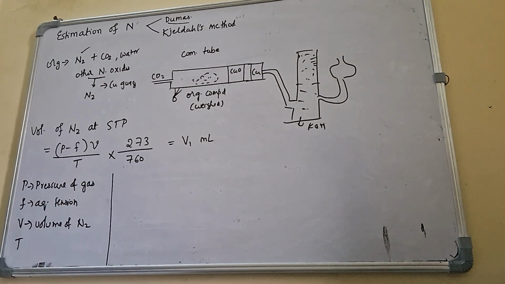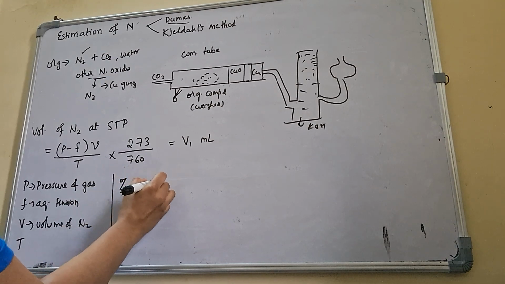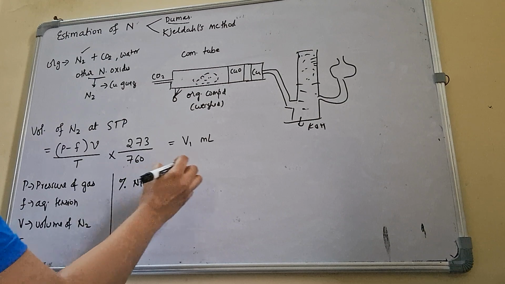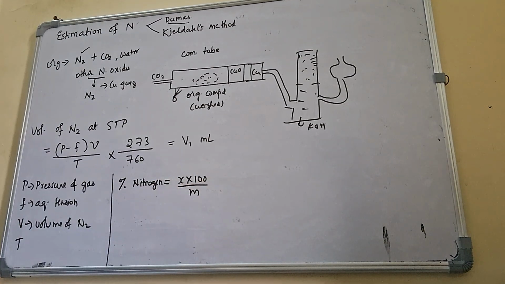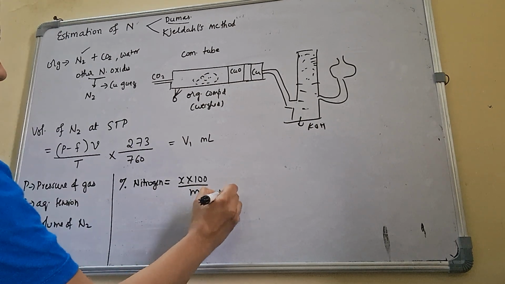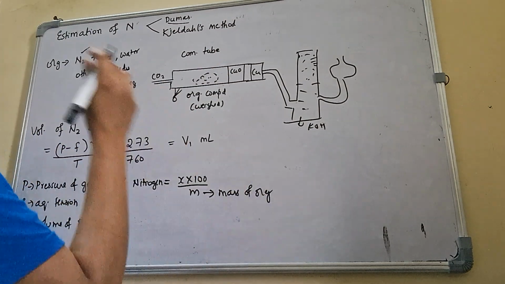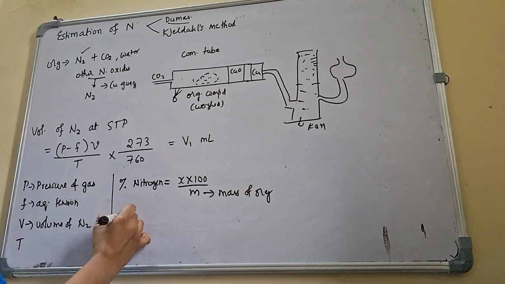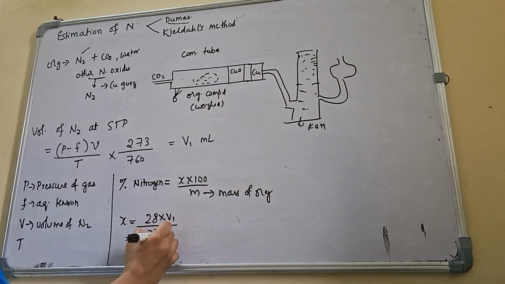I want percentage nitrogen, correct? So what will be the percentage nitrogen? Percentage nitrogen present in the composition is X into 100 by small m. What is the small m? Small m is the mass of the organic compound which was initially taken. This mass which you had weighed here, that is small m. What is this X? I can calculate, where X is equal to 28 into V1 by 22400.